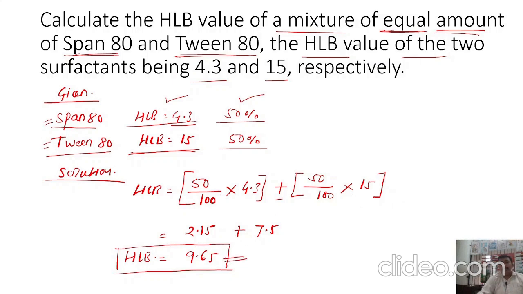If three surfactants are given, just go on adding the values. Just multiply the proportion with the HLB value of the surfactant. So you can solve the problem easily if you have two or more surfactants in a mixture.